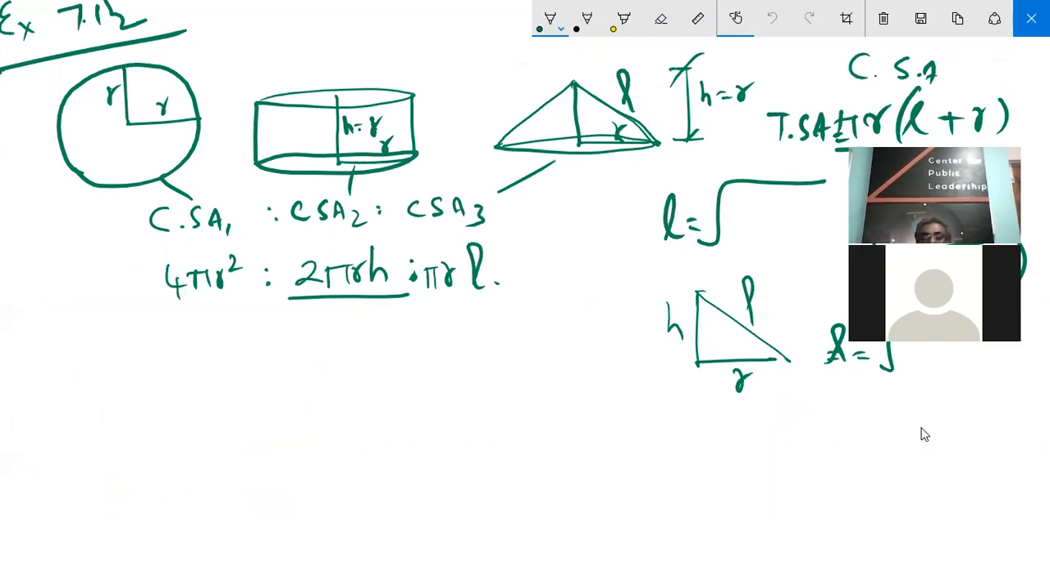Let's get on with the lesson. Okay, what is the formula for L? Please tell me now. What is the formula for the slant height? Please tell me. Yes, sir. L is equal to what?